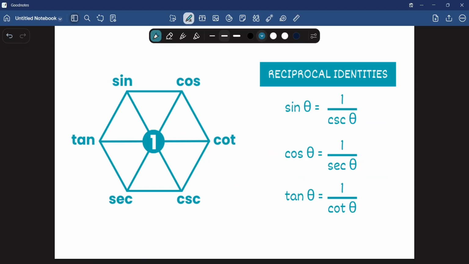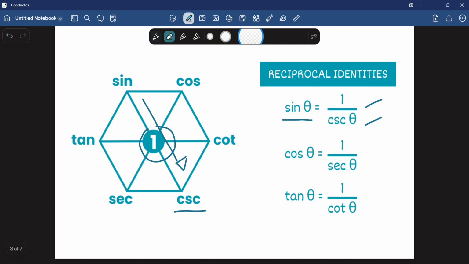Now let's move on to the reciprocal identities. In terms of reciprocal identities, these are even easier to remember because all you need to do is to draw a straight line on the Magic Hexagon, and the one directly across from it becomes its reciprocal. For example, the reciprocal identity sine theta is equal to 1 over cosecant theta. Using the Magic Hexagon, draw a diagonal line from sine. Therefore, sine theta is equal to 1 over cosecant theta.